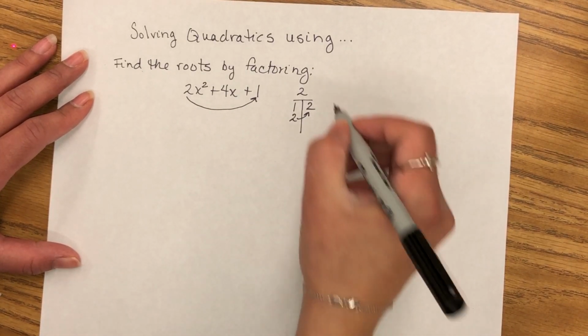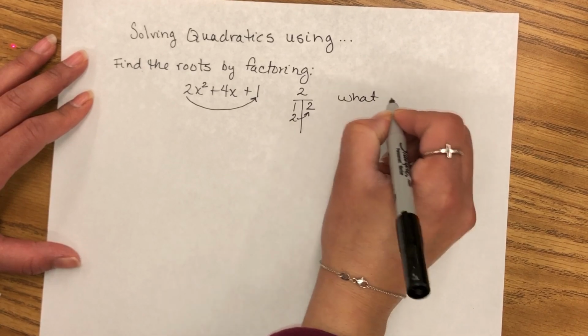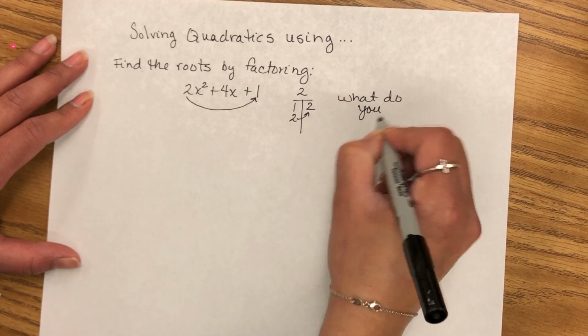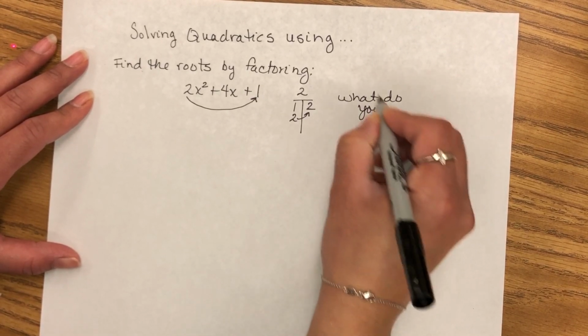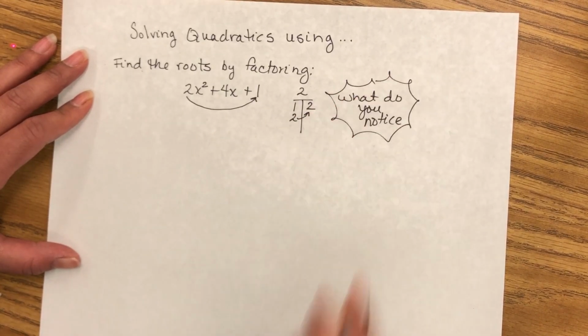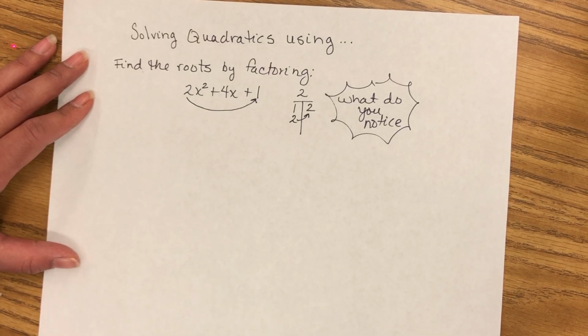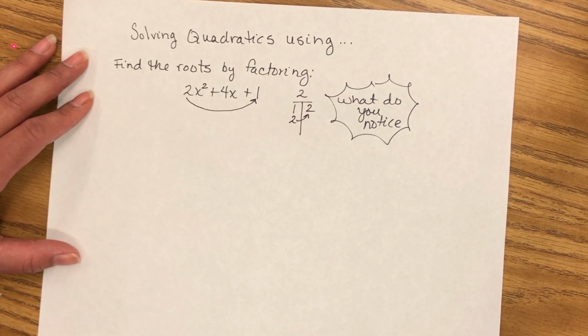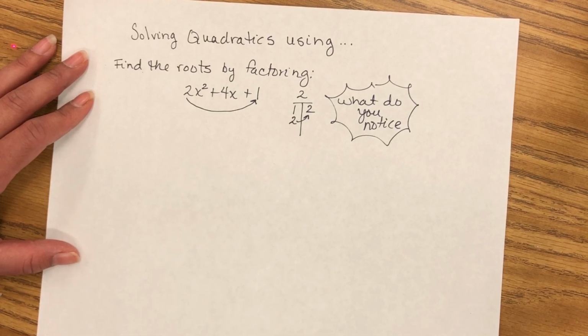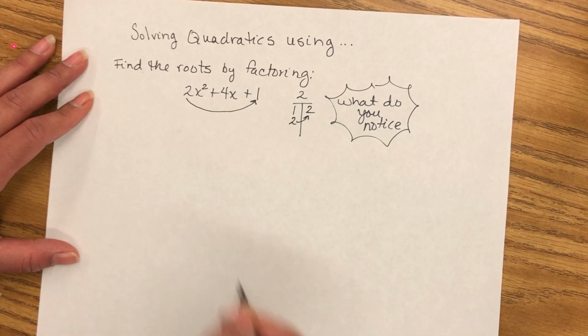But what do you notice? Make sure you write this down. We need to get that middle number, the 4, and my only factors are 1 and 2. I can add them, I can subtract them. Am I ever going to get a 4? And the answer is no. So this is when we need a new strategy. We either graph it and estimate those values, or we need to find those roots by another method. So this is where the quadratic formula comes in.